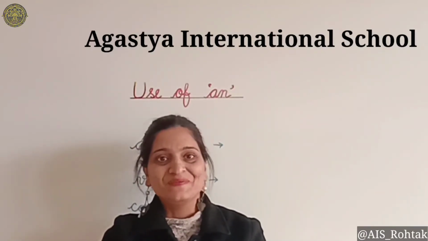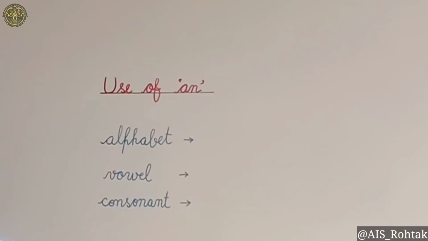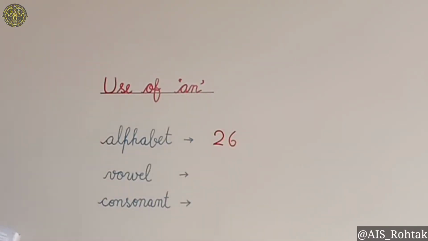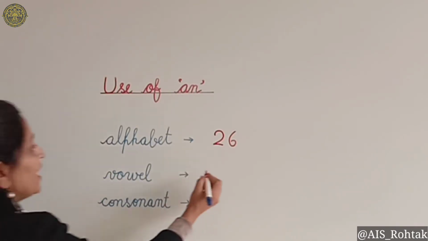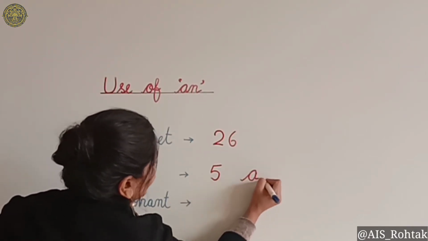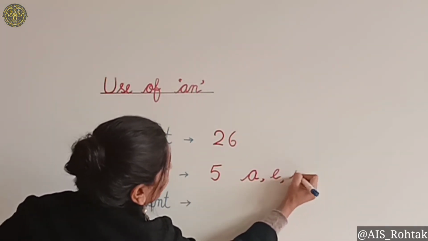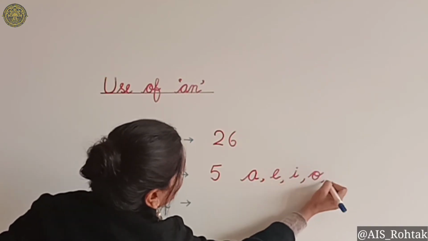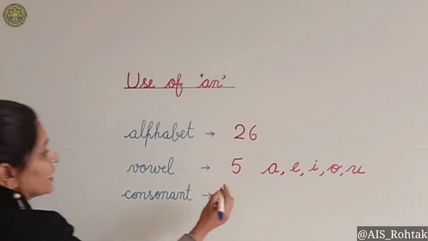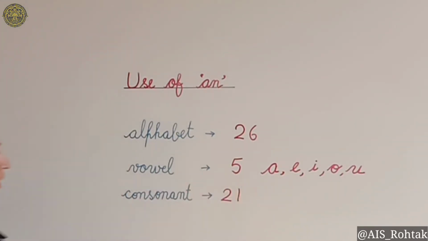Today we are going to learn use of an. We know that the English alphabet consists of 26 letters in all. And vowels are 5. Which are the vowels? A, E, I, O, U. And the rest of all are consonants, and these are 21 in number.